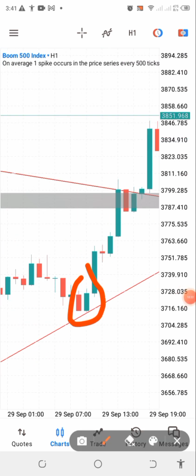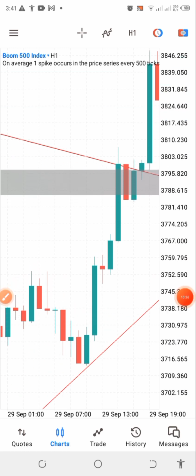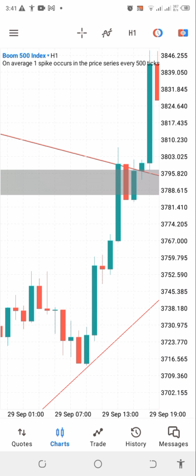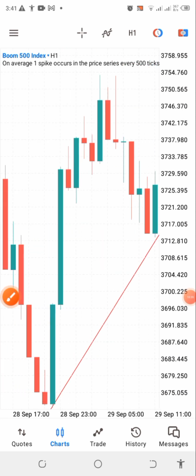So now, if we try to measure this candle right here, you can see that this green candle literally engulfed the red candle. Okay, it literally engulfs the red candle.